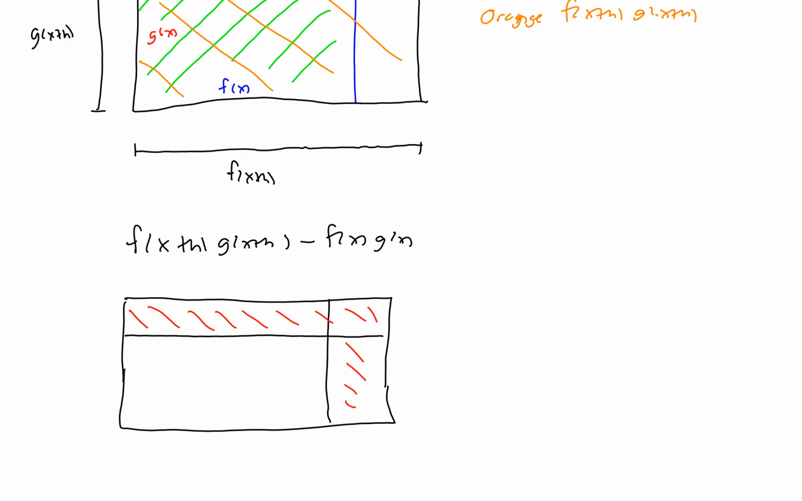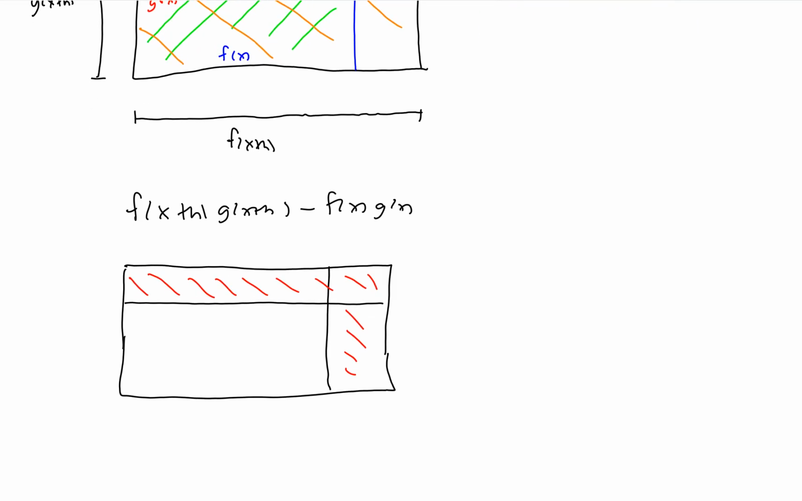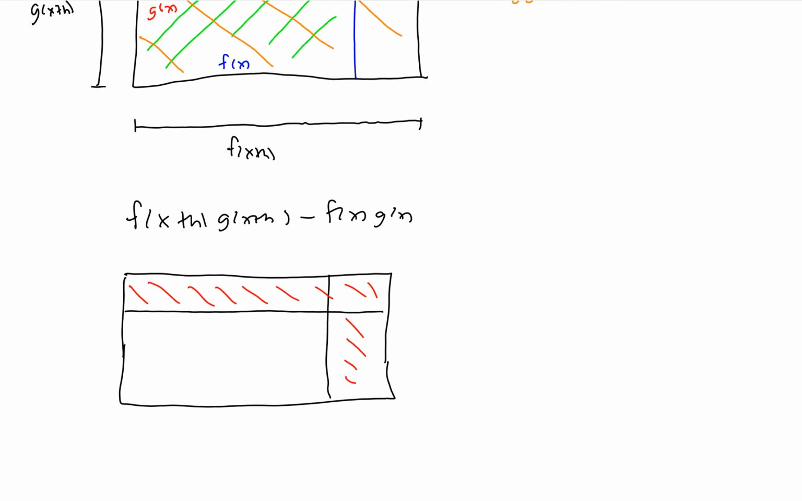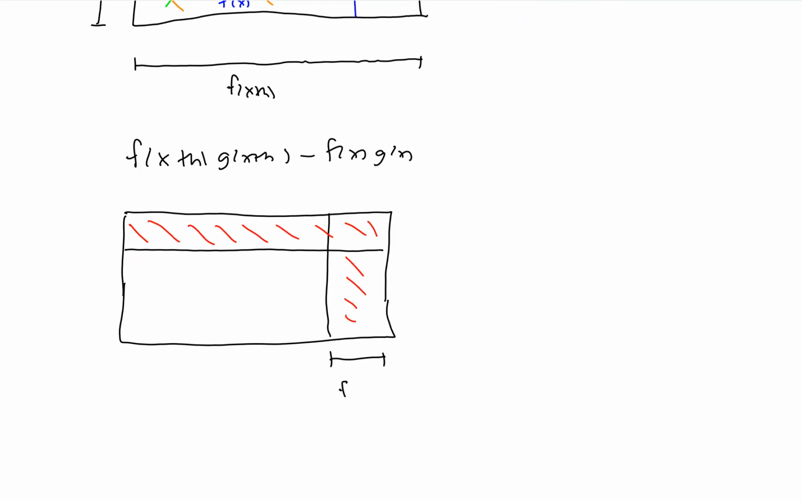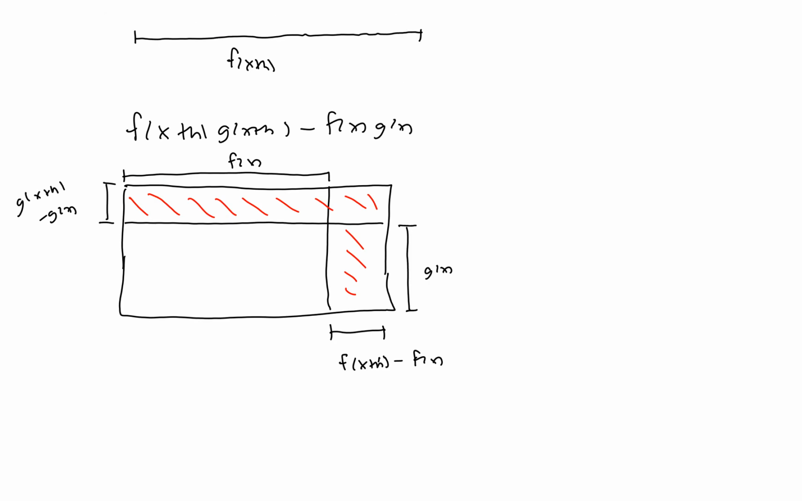And so if we think of this, really what we have for that little area then is this part here. This is f of x plus h minus f of x. And this part here is g of x plus h minus g of x. And then this length here is f of x. And this length here is g of x. So suppose we ignore this part right here, because as h gets small, that's going to get small.